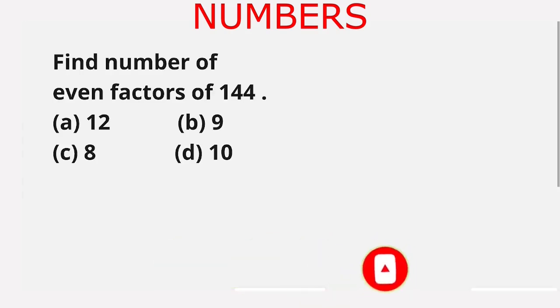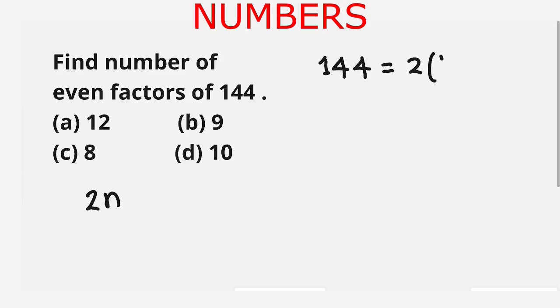Any even number is of the form 2n. So whenever any number is multiplied by 2, it becomes even number. So what we will do, we will write 144 in the form of 2n. This is equal to 2 multiplied by 72. Now we will find the prime factors of 72. 72 is 8 multiplied by 9, and 8 is 2 to the power 3, and 9 is 3 to the power 2.